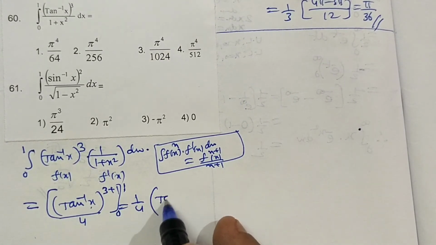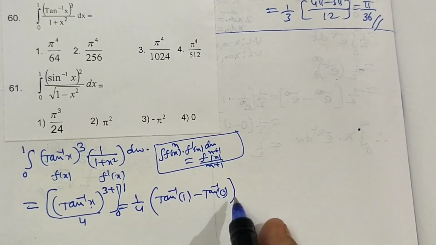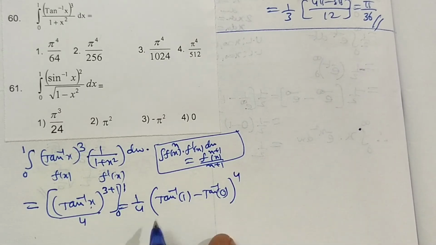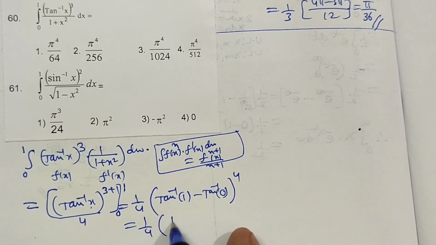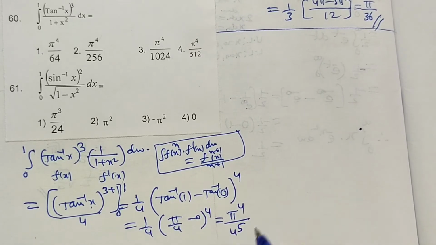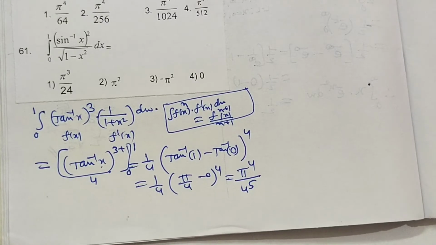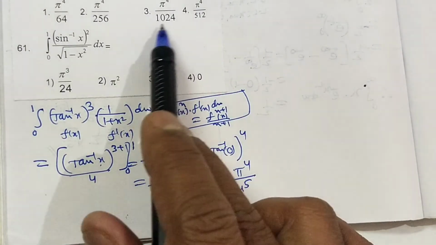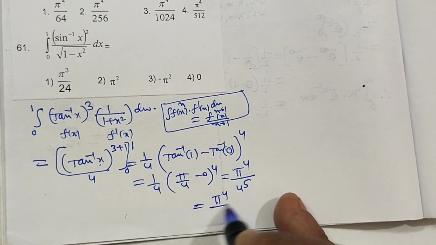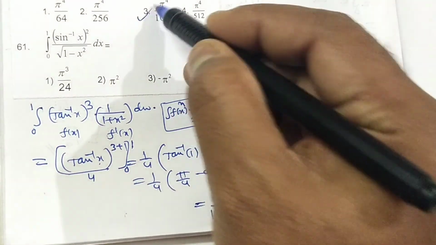X is equal to 1, tan inverse 1 minus tan inverse 0 whole power 4. So 1 by 4, tan inverse 1 is pi by 4, tan inverse 0 is 0, whole power 4. So pi by 4 whole power 4 into 4 power 5. So just you have to simplify 4 power 5. After simplifying this 4 power 5, it will become 1024. So pi by 4 whole power 4 divided by 1024, which is third option.